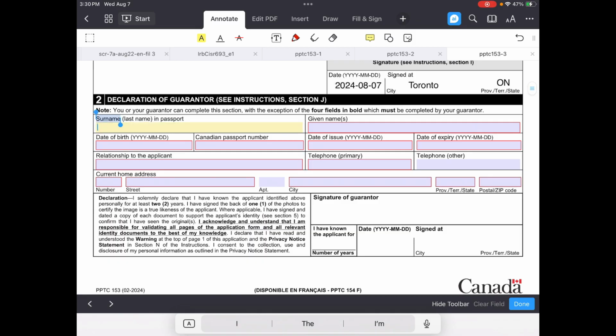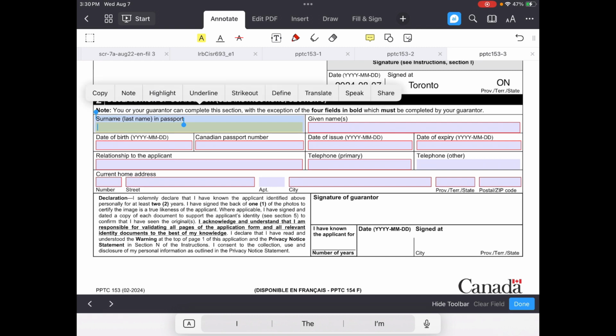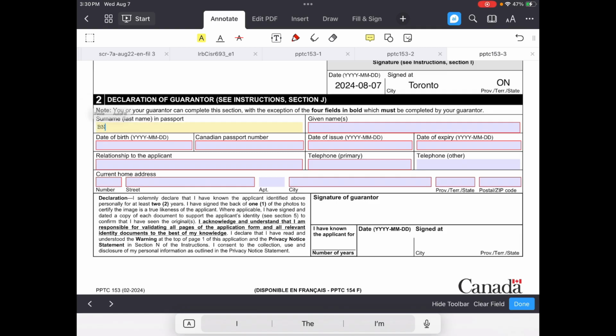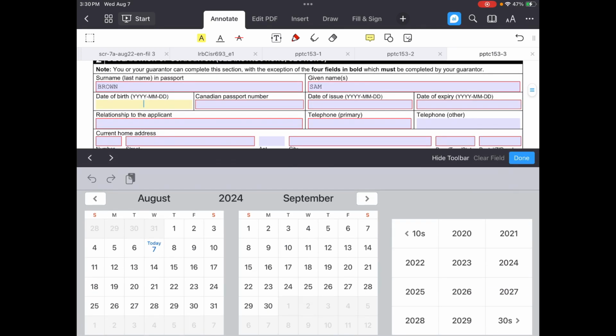So it's asking for the surname of my guarantor, and it's got to be the same surname that it shows on their passport. Let's say it's Brown. I'm gonna write it in capital. Their name is Sam. Their date of birth, we're gonna say they were born in 1960, 0809.